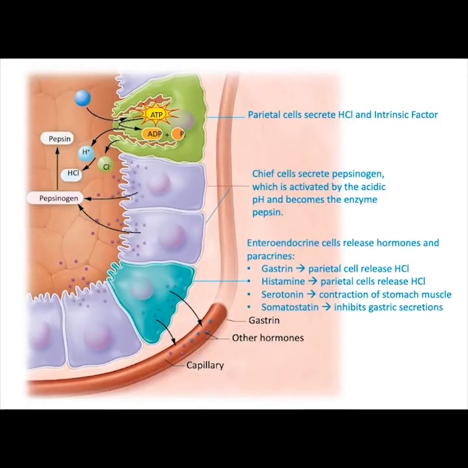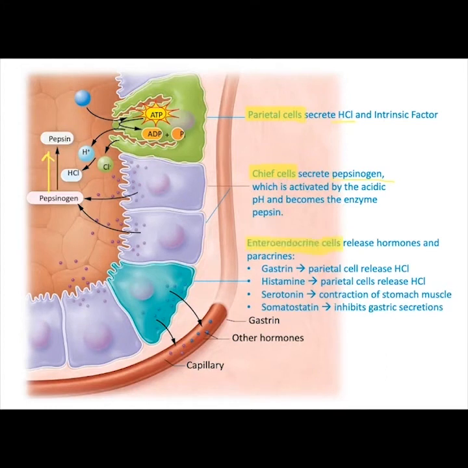This is an illustration of a gastric gland. Several types of cells are found within the gastric glands. Parietal cells secrete hydrochloric acid and intrinsic factor. Chief cells secrete pepsinogen, a protein that is converted into pepsin in the presence of hydrochloric acid. Pepsin functions as an enzyme that breaks proteins into large polypeptides.